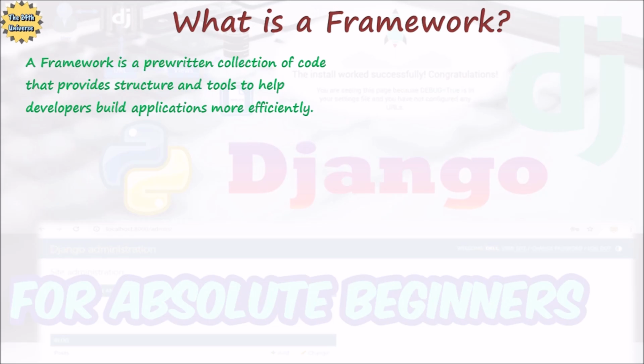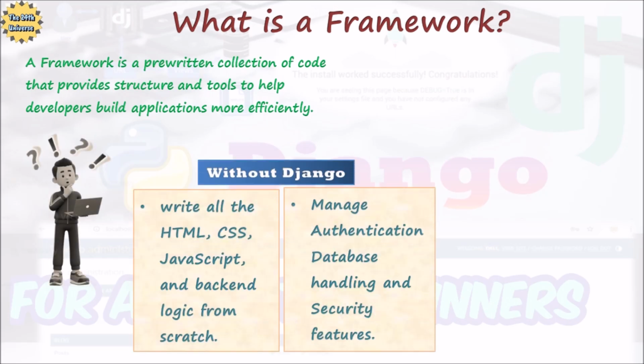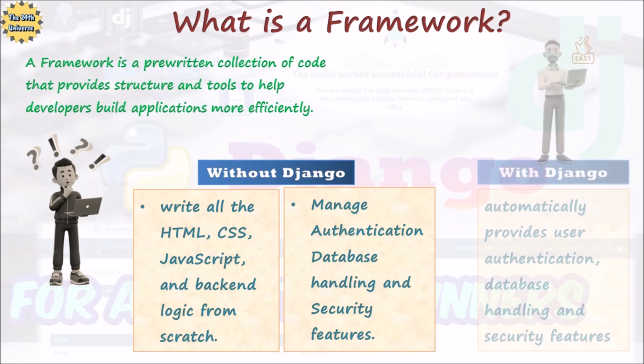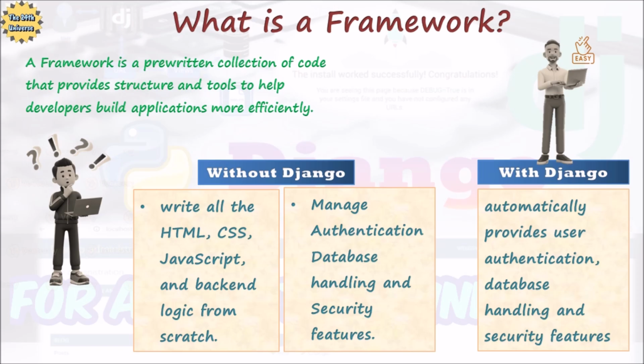Suppose you want to build a website. Without a framework, you would have to write all the HTML, CSS, JavaScript, and backend logic from scratch. You need to manually handle user authentication, database connections, and security. But if you use Django, a Python framework, it automatically provides user authentication, database handling, and security features. You need to only focus on writing your unique website logic instead of reinventing the wheel.